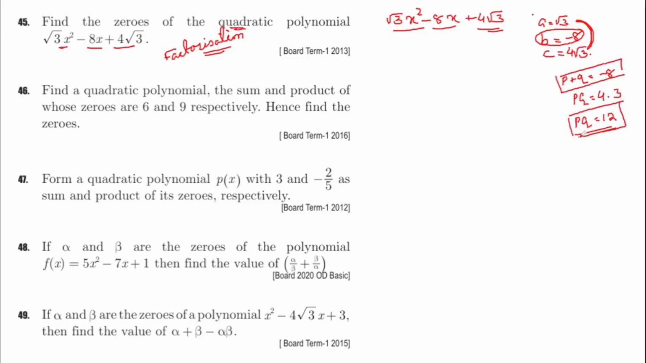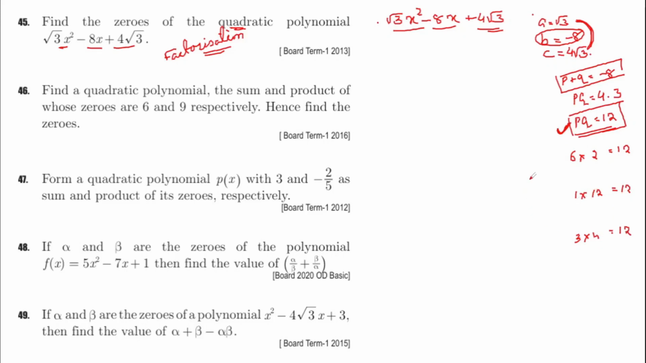Now we need to find two numbers such that their sum is minus 8 and their product is 12. As you can see, the product of two numbers is positive, that means both numbers should be negative or both should be positive. If we take 6 and 2, the product is 12, or 1 and 12, or 3 into 4, that is also 12. So we have three options for the condition that the product of two numbers is 12.